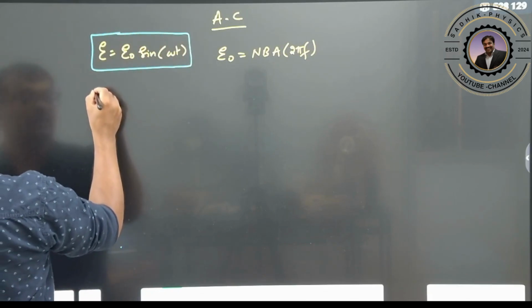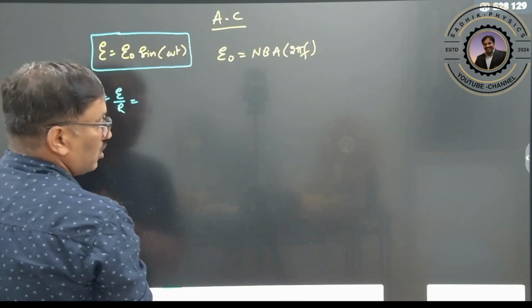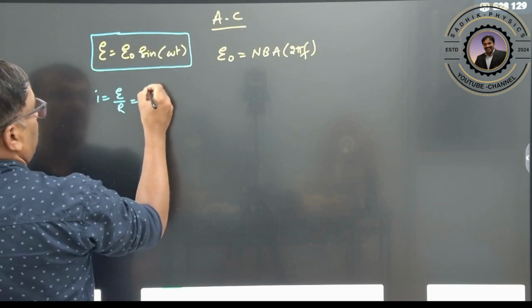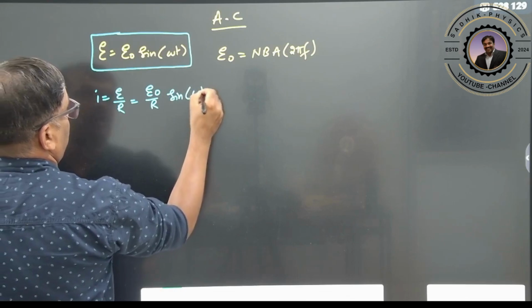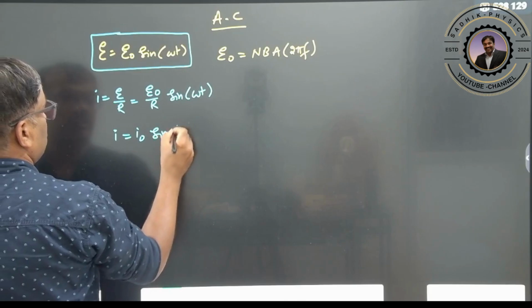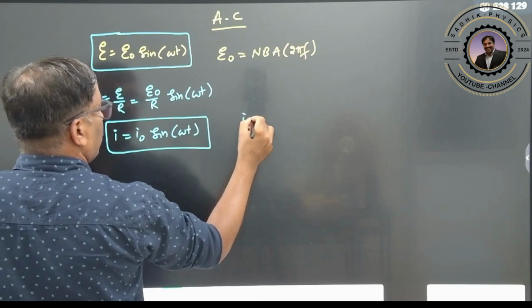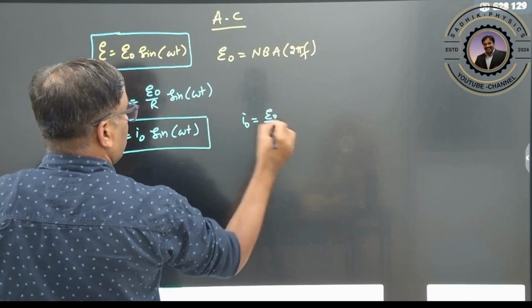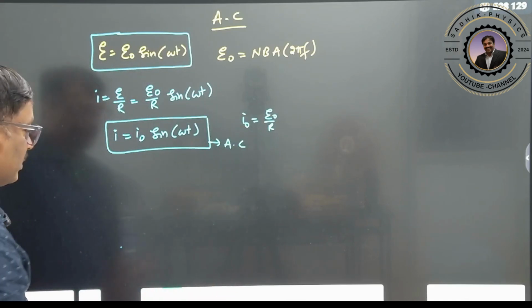So what is the current now? Current is nothing but EMF by R, so by Ohm's law, E naught by R into sine of omega t. So I is equal to I naught into sine of omega t. This I naught is E naught by R. This is called alternating current.